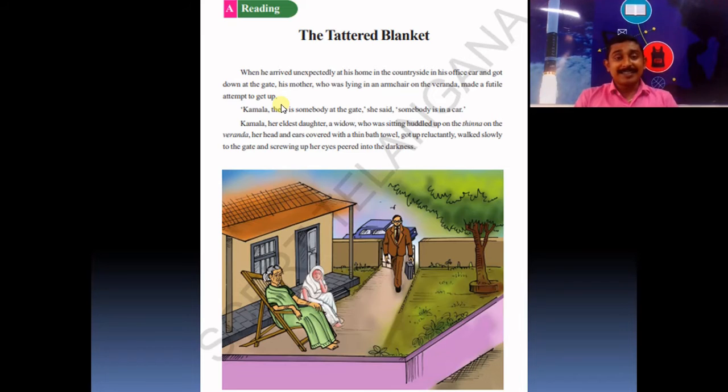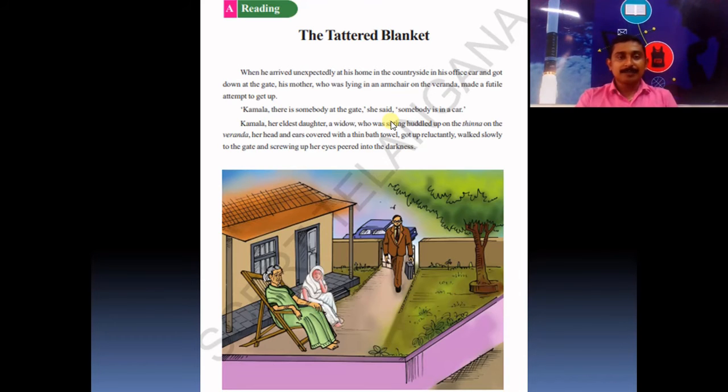Her head was covered with a bath towel. You can look at the picture. Her head is covered with a bath towel. Got up reluctantly. Look at the word reluctantly. Reluctantly means unwillingly. Walked slowly to the gate. And screwing up her eyes, she was keenly observing what is going on, who is coming. She opened her eyes a little wider and peered into the darkness. Peered means looked. This is the beginning part of the story, the description of the setting as well as the people of the story, The Tattered Blanket.